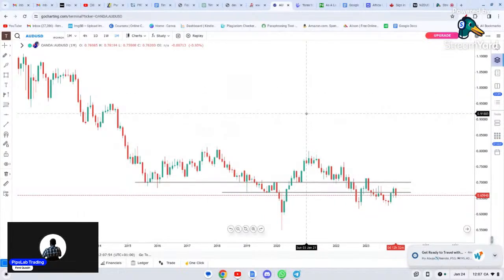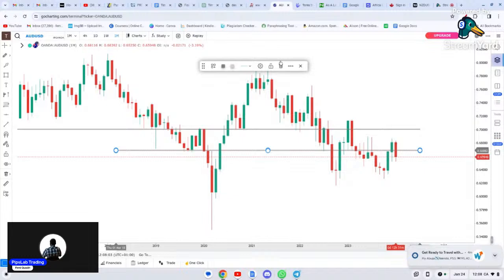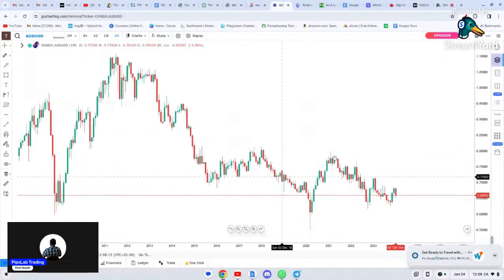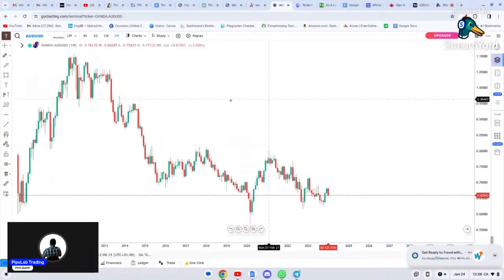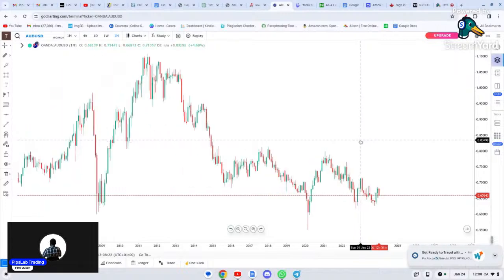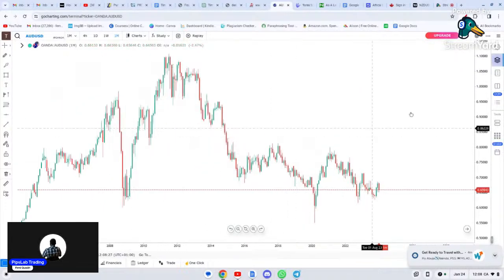Anytime you want to make an analysis, anytime you want to analyze a pair, the first thing you have to do is go to the monthly time frame. So now I'll be going to my monthly time frame. As you can see here. So the next thing is you need to establish exactly what the price movement is saying. Are we on an uptrend or downtrend? As you can see from this chart, it is an obvious downtrend.